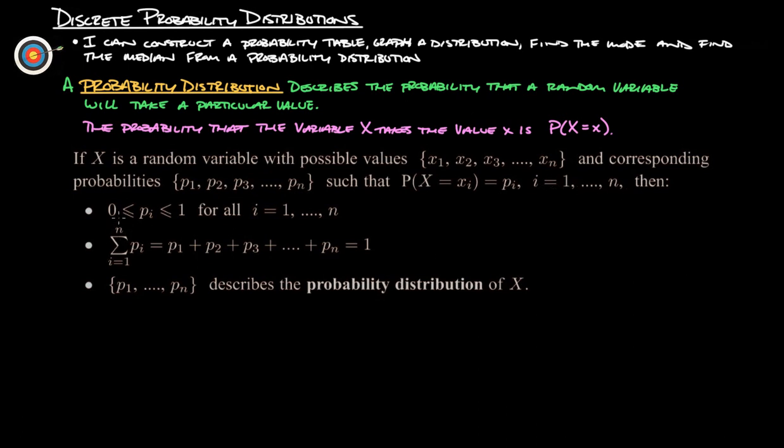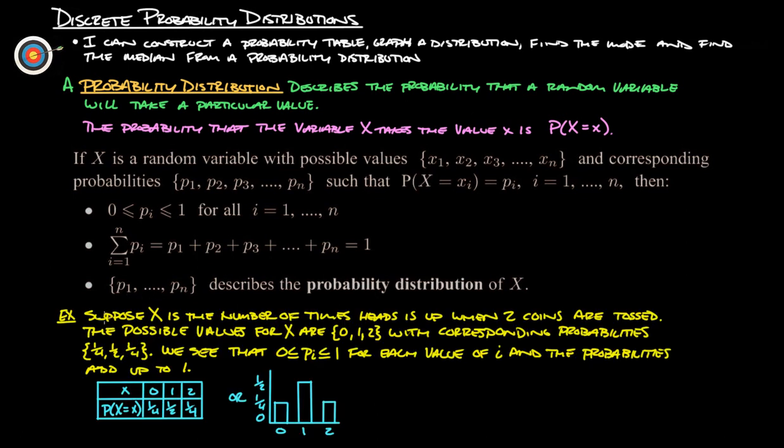What this means is that every probability has to be between 0 and 1, which means 0% to 100%. And if you add up all the probabilities, the probability of getting a 1, a 2, a 3, 4, 5, 6, all those are going to add up to 1. The probabilities from p1 all the way up to pn describe the probability distribution of X, which we're going to talk about a little more in a few minutes.